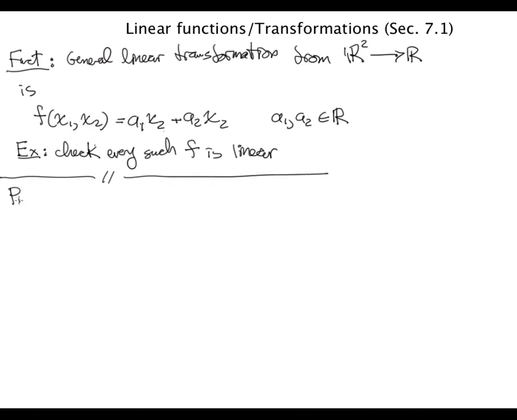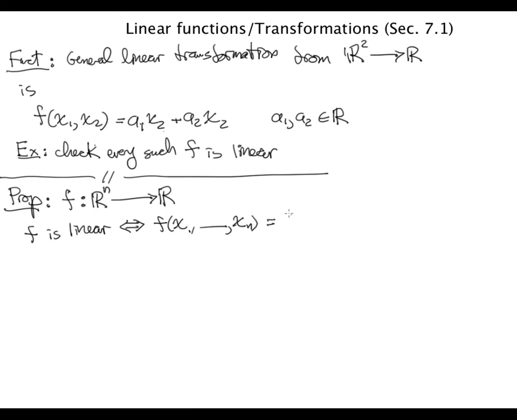Here's a generalization of this. I'll call this a proposition. Consider the functions from Rn to R. Then f is linear if and only if it's of the form f of x1 through xn is some a1 x1 plus dot dot dot an xn for some a1 through an, some real numbers. So that's just the obvious generalization of this fact when n is equal to 2.